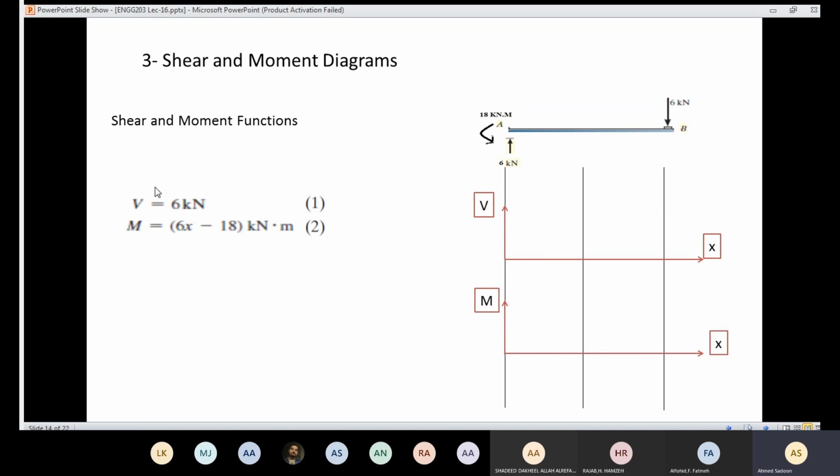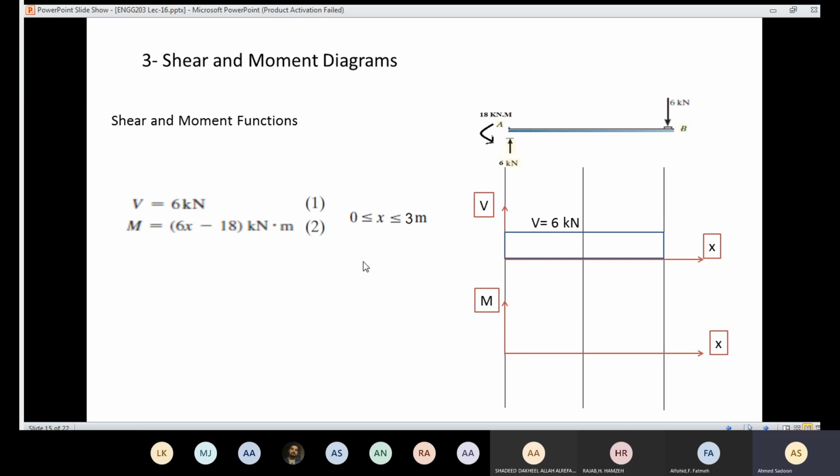So now I need to draw the shear force diagram. Here, the value of the shear is 6 kilonewtons, which means that the value is constant from here to here through the beam. So I'm going to put a line here, which represents 6 kilonewtons.